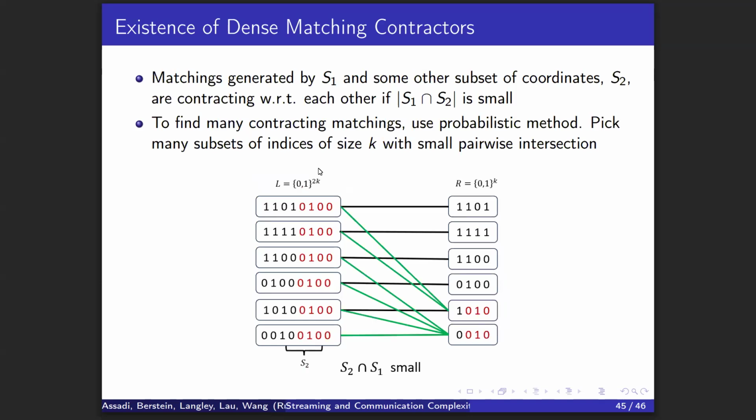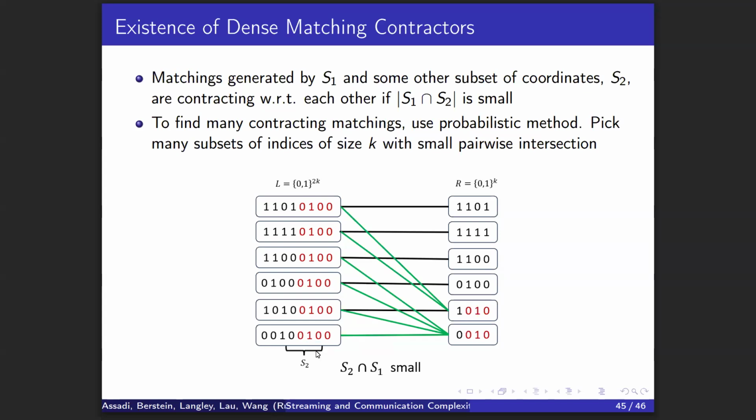the same way? Well, the claim here is that S1 and S2 are contracting with respect to each other, as long as the intersection between S1 and S2 is small. So why is this? Well, if we just look at this picture, S2 has a small intersection with S1, which means that the complement of S2 must have large intersection with the complement of S1. But remember, for each matching, the complement part of the matching has to be fixed.